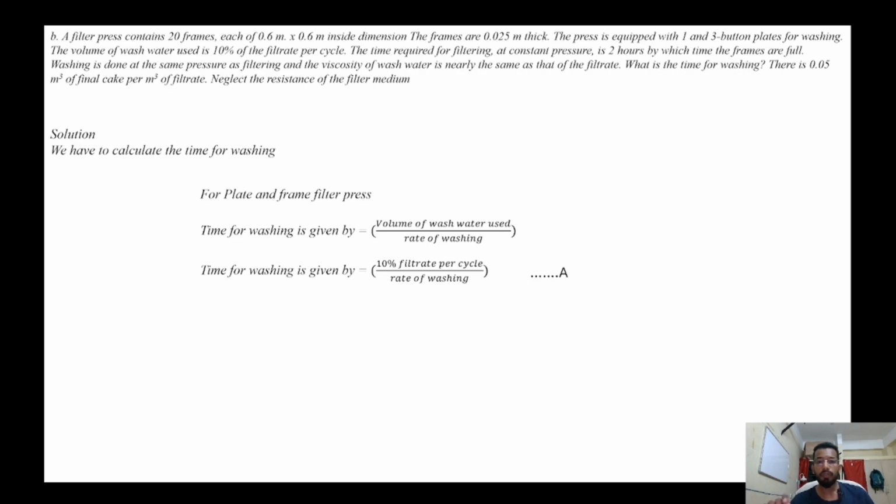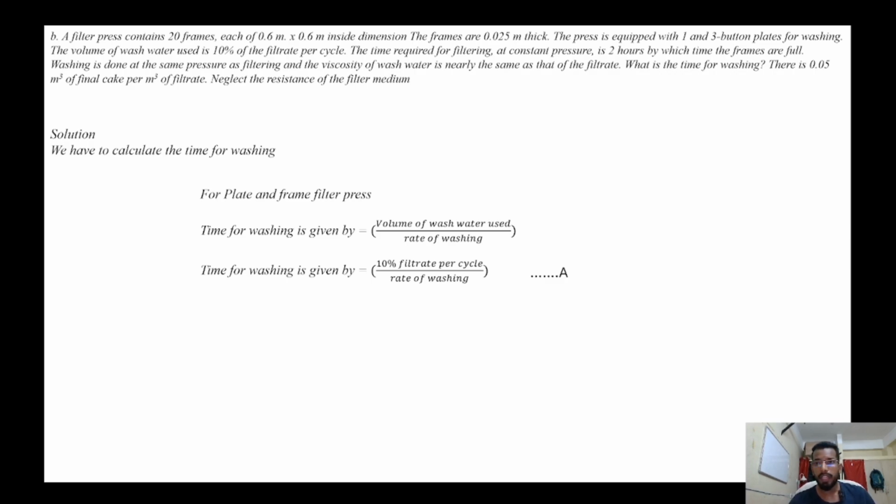The volume of wash water used is 10% of the filtrate volume, so we put in that value. We just have to find the volume of the filtrate. What is the volume of the filtrate?